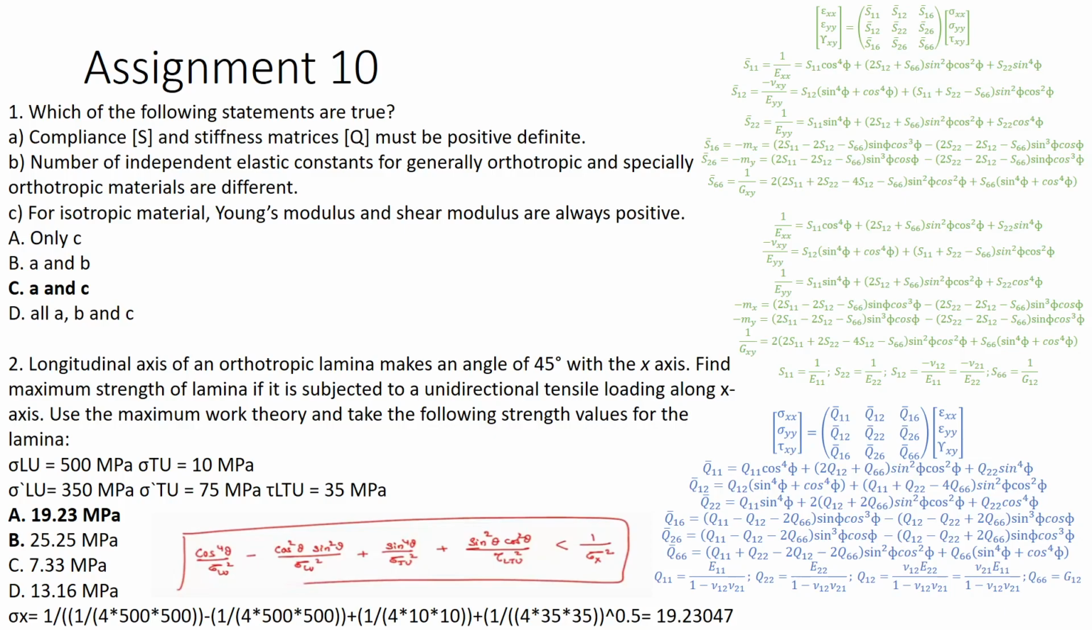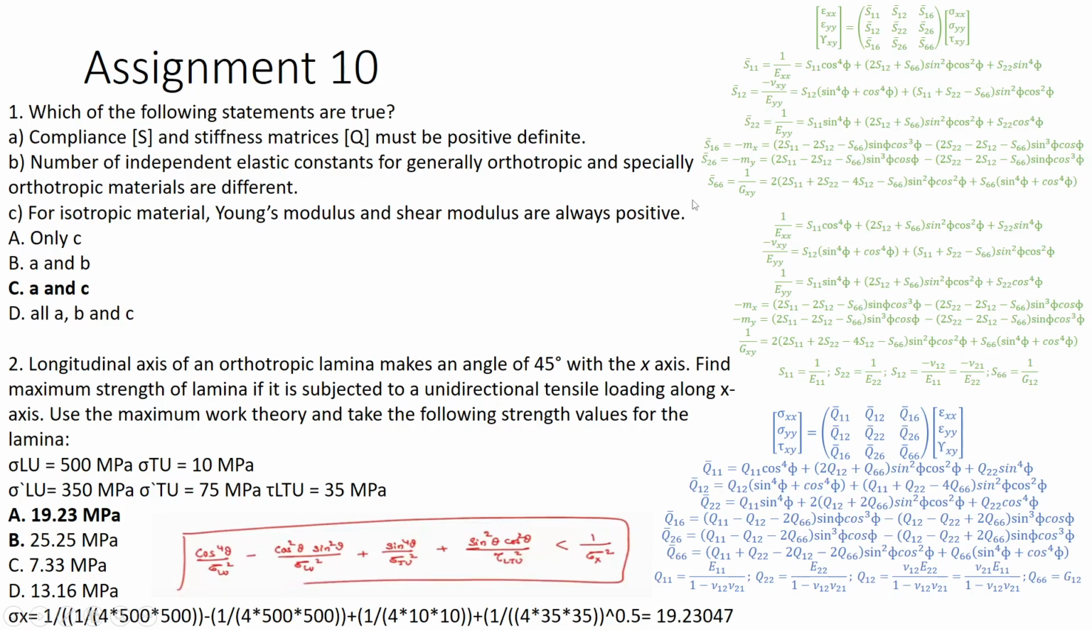Then the next option said that for isotropic materials, Young's modulus and shear modulus are always positive. Again, Young's modulus and shear modulus are both material properties. Material properties will always remain positive and definite for a given material, and only the stress and strain values will be positive or negative depending on the kind of force you are applying. If it's tensile, then it would be positive. If it's compressive, then it would be negative. So Young's modulus and shear modulus, being material properties, will always be positive. Therefore, A and C are correct for question number 1.